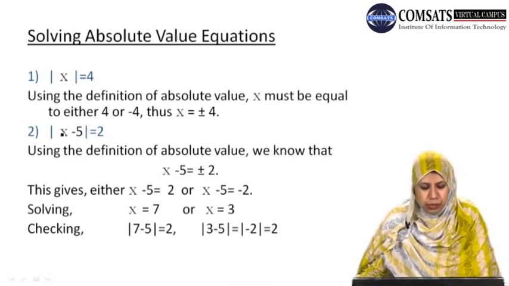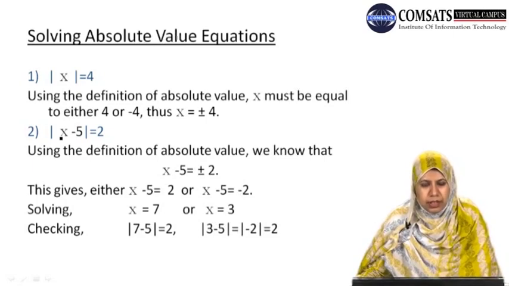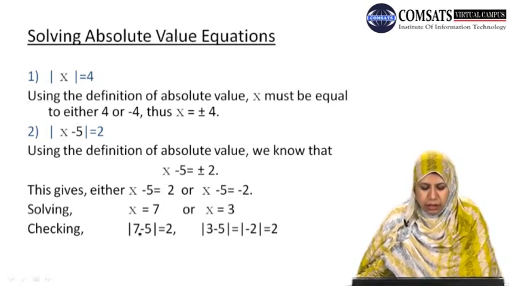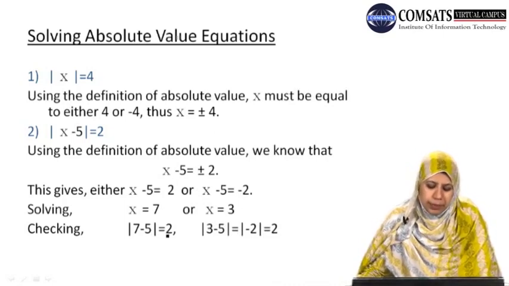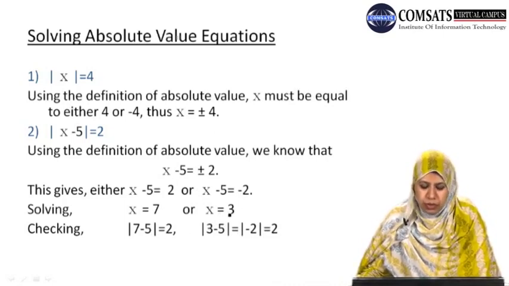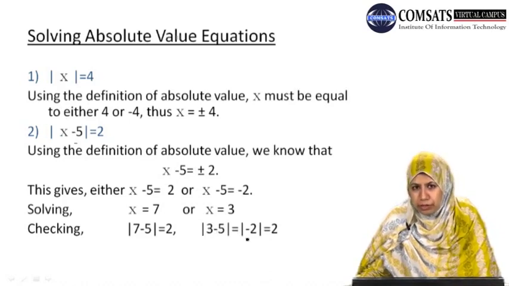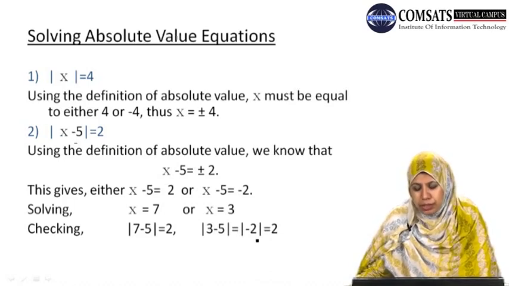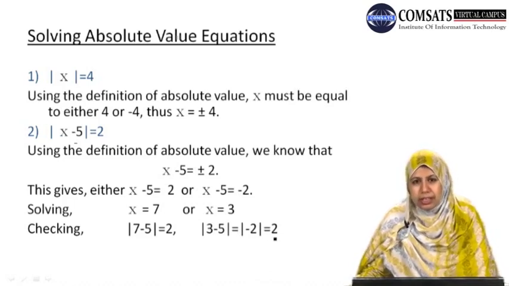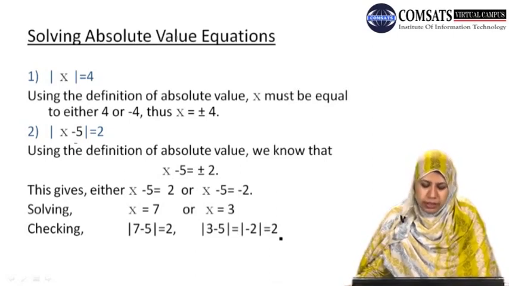We can verify these two values by simply putting these values in our absolute value equation. That is, when x is equal to 7, we get absolute value of 7 minus 5 is equal to 2. We are getting the left hand side equal to the right hand side. When x is equal to 3, then putting it in our given equality, we obtain absolute value of 3 minus 5, which is absolute value of minus 2, which is minus of minus 2, that is 2. So again we are getting left hand side equal to right hand side.